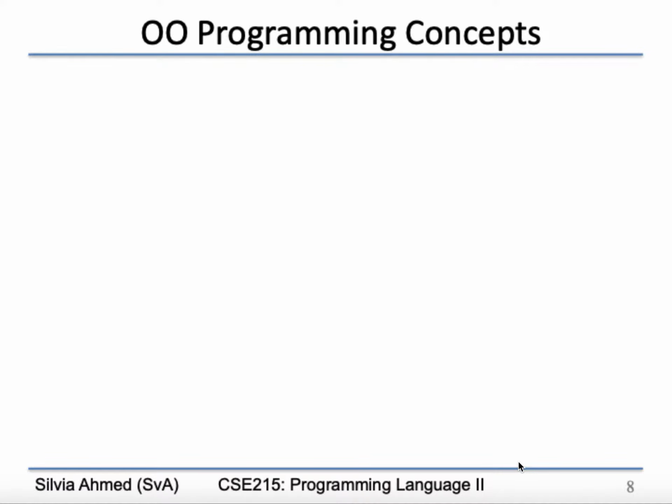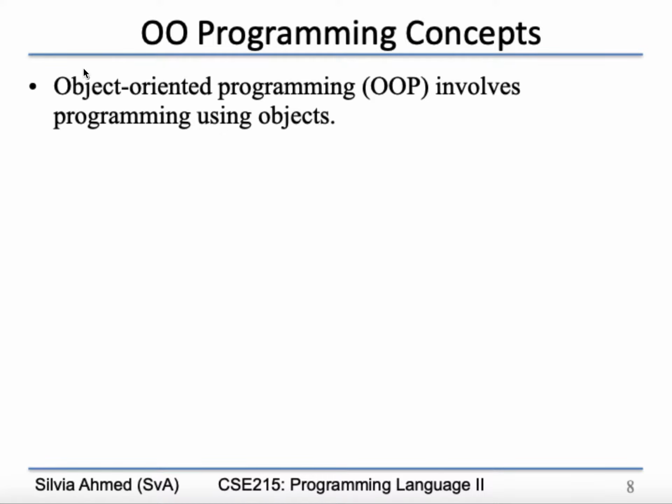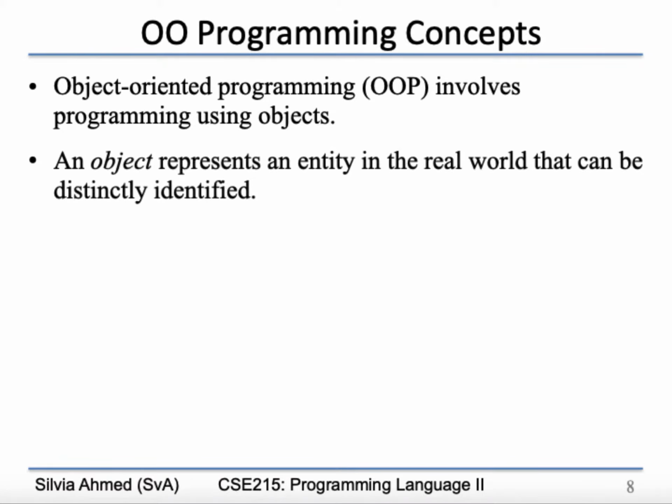At some object-oriented programming concepts. So in this video, we will see what object-oriented programming is and what these objects are. Object-oriented programming involves programming using objects. In our regular world, everything can be perceived as an object or thing. An object represents an entity in the real world that can be distinctly identified.